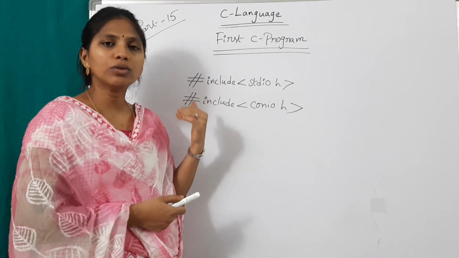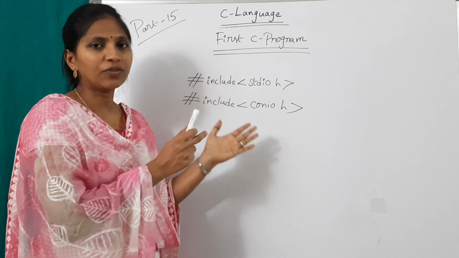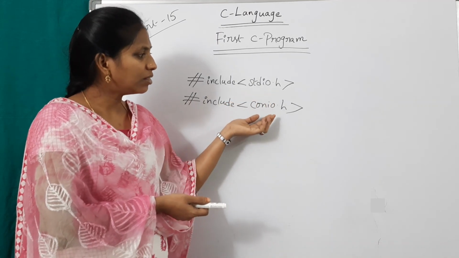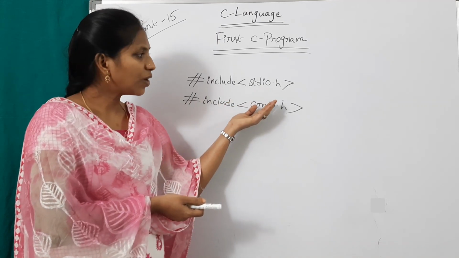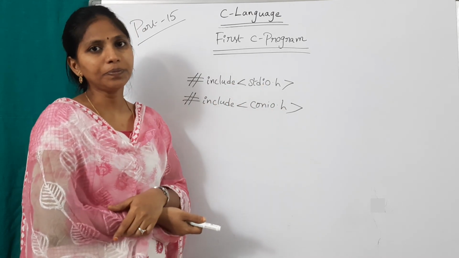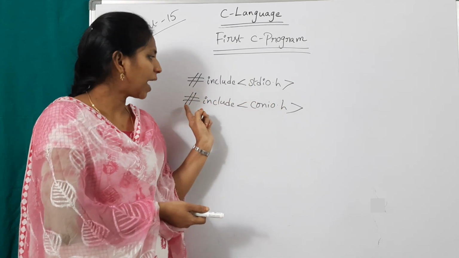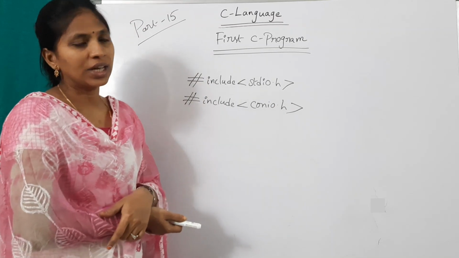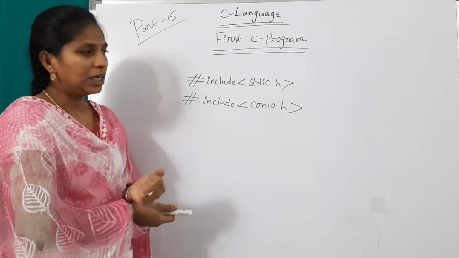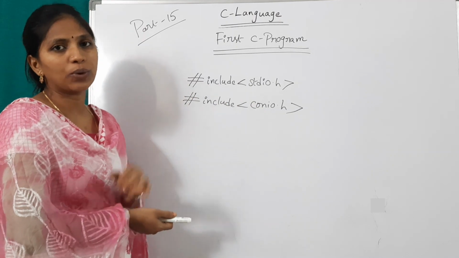If we want to use those predefined functions, we should include those header files in our programs. I want to use the functions present in these two header files, that's why I included them in this program. Hash include stdio.h and hash include conio.h. Here the hash symbol is a preprocessor symbol. It preprocesses these header files into this program.